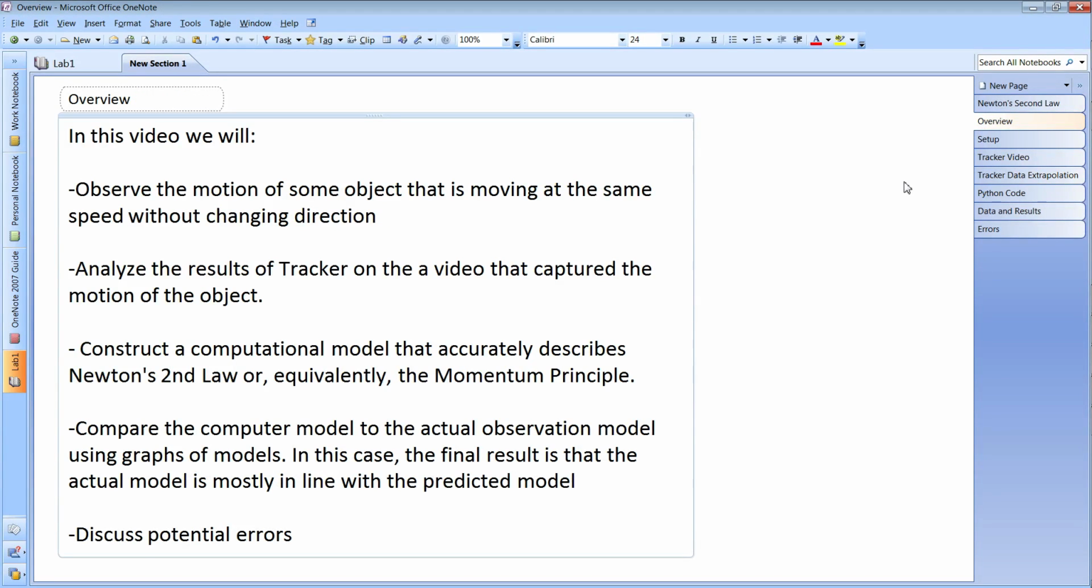In this video, we will observe the motion of some object that is moving at the same speed without changing direction. We will analyze the results of a tracker on a video that captured the motion of the object. We will construct a computational model that accurately describes Newton's second law. We will compare the computer model to the actual observation model using graphs of the models. In this case, the final result is that the actual model is mostly in line with the predicted model. And finally, we will discuss potential errors that would have arisen throughout this setup.